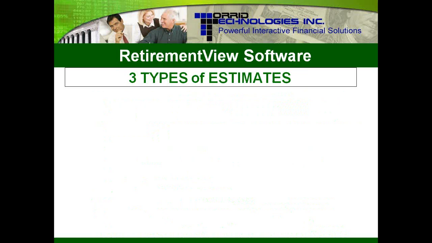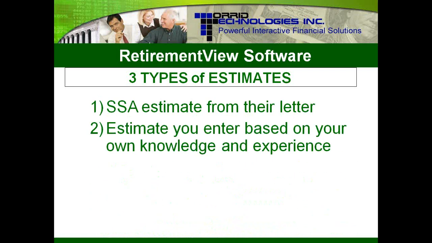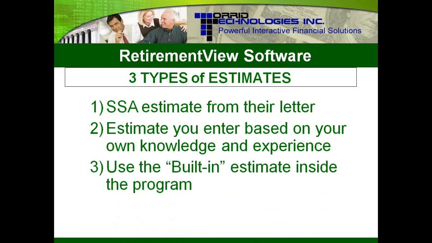There's 3 types of estimates in our software, okay? First of all, there is just the SSA estimate from their letter, and I'll show you how to enter that. Second, estimate on your own based on your knowledge. This is what we just talked about. I'm just trying to make it in bullet point. Third, use the built-in estimate inside the program.